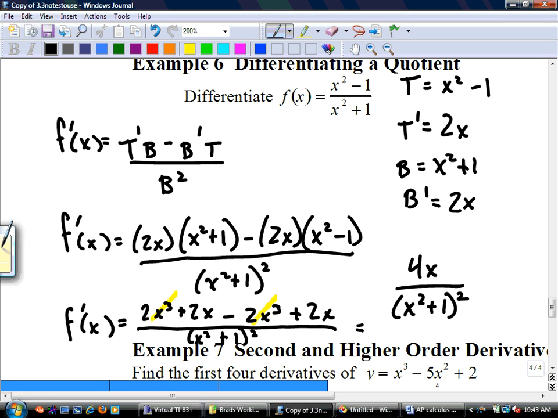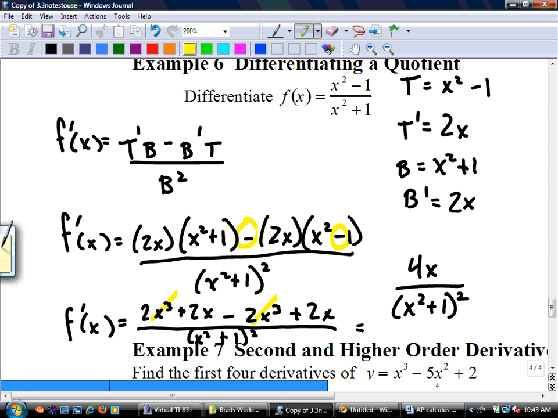What? At the very end? No. Well, that's really bad. Okay. So that one can be cleaned up. Usually quotients clean up pretty nice.